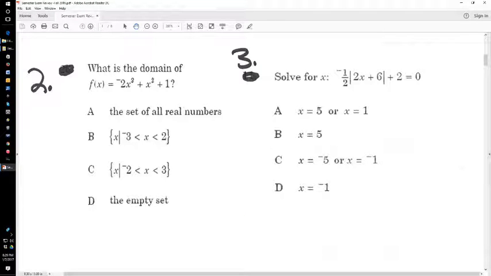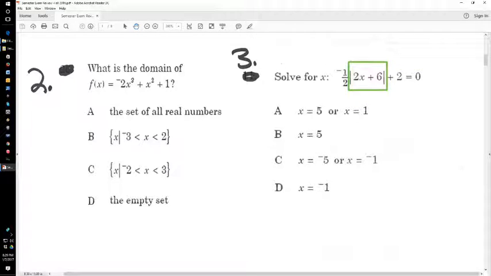Okay, for number 3 on the exam, it says solve for x. Basically, what you have to do is, this is an absolute value, so remember we're going to have to solve it twice, once with a positive, once with a negative. But before we do that, we got to get down to that region right there. So we need to move the 2 over.